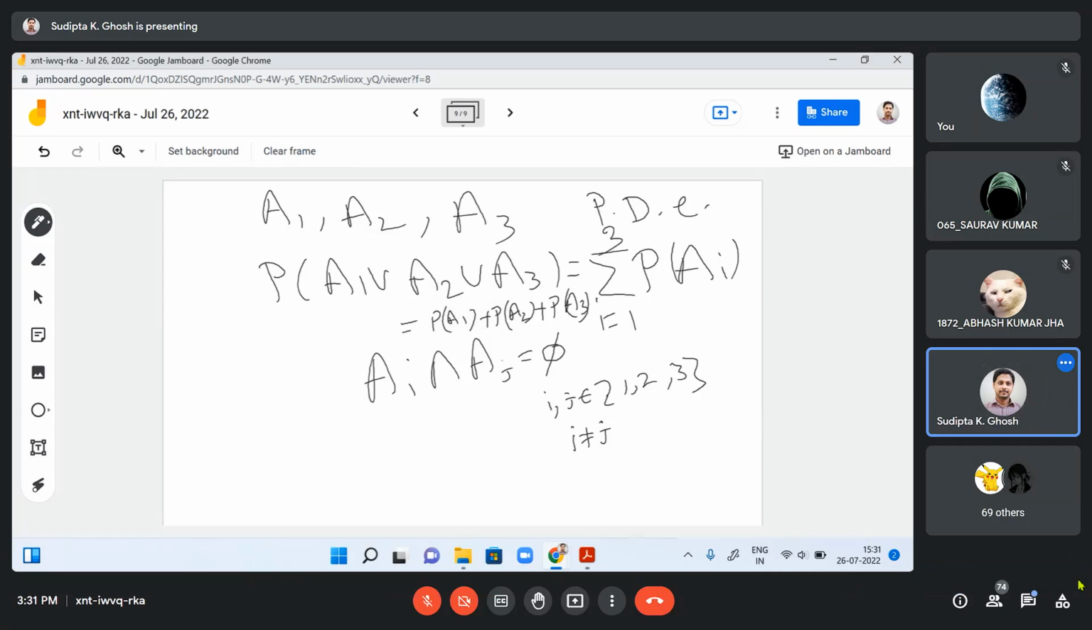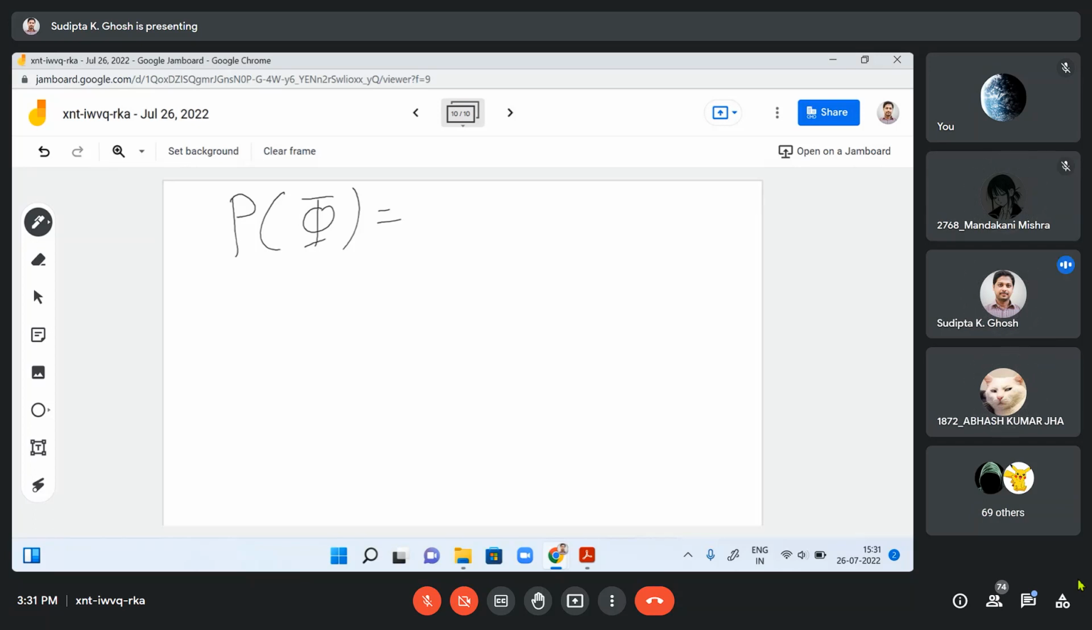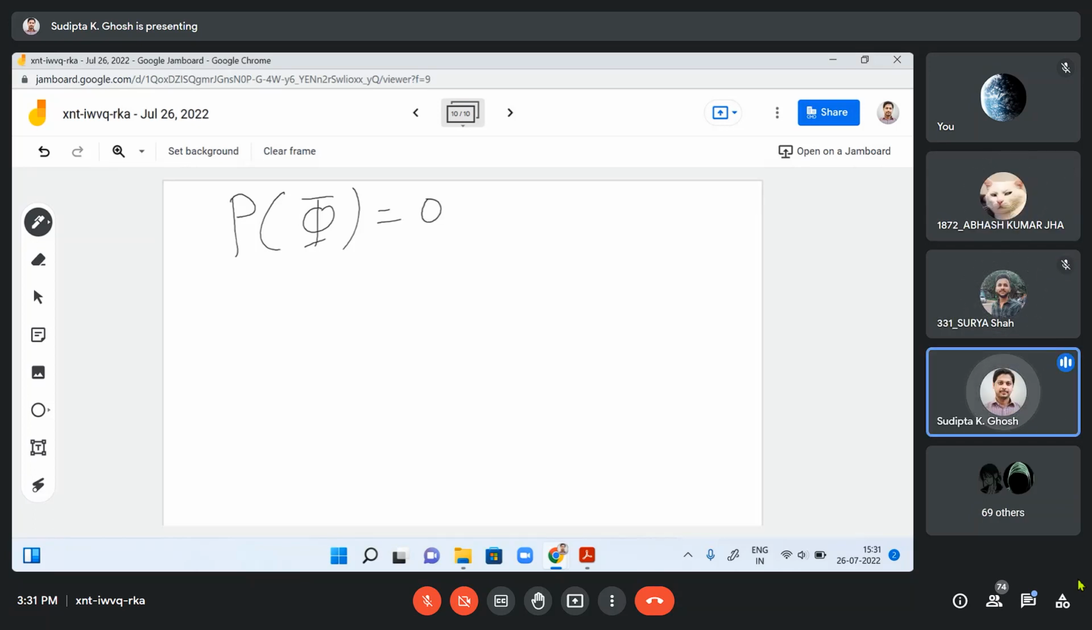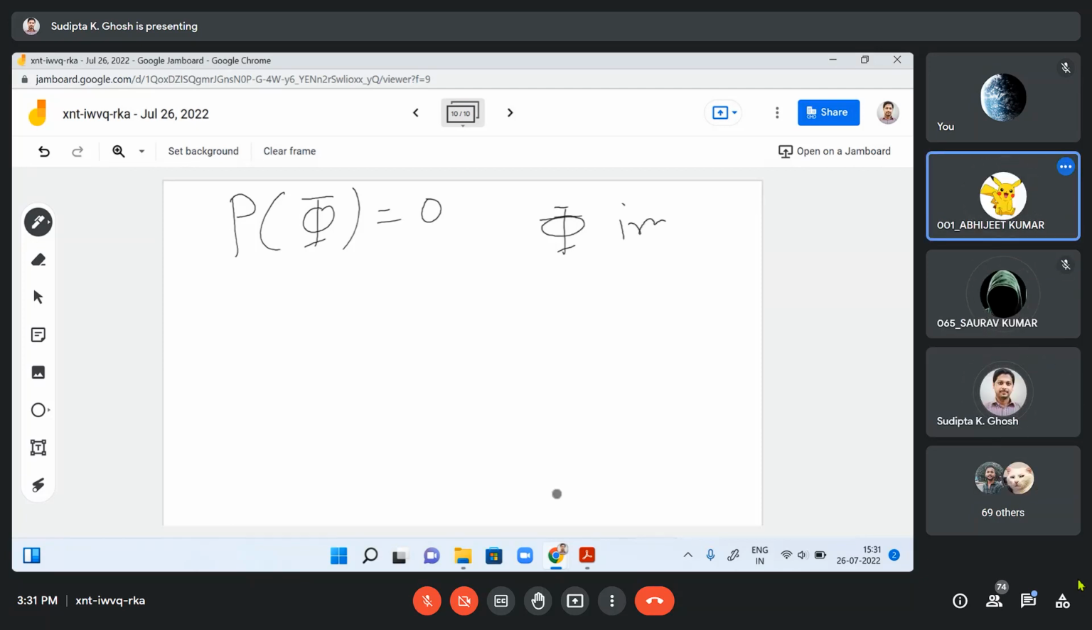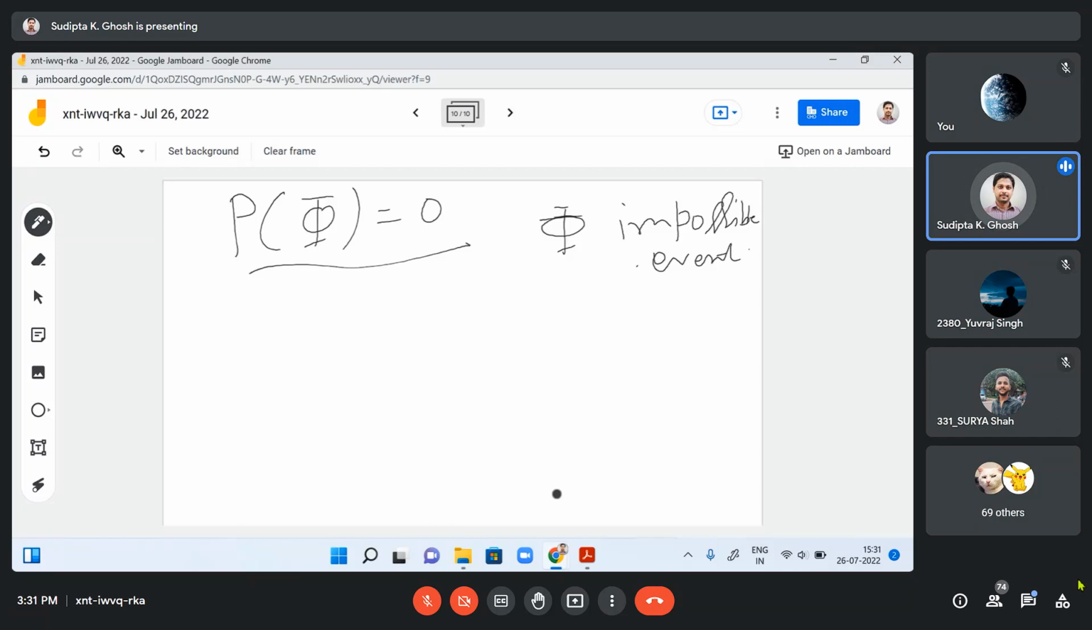Okay. Now we are going to study some propositions actually. Can anyone tell me what is the probability of phi? Anyone? It is 0. Very good. Because phi is the null set, an impossible event. Because phi is an impossible event, therefore, P of phi is equal to 0.